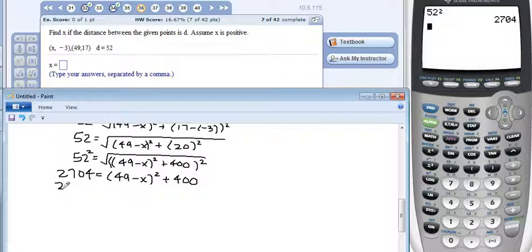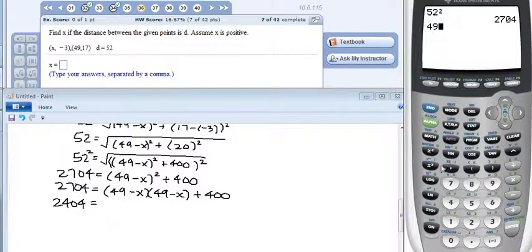I've got 2704. That's why I make sure to do this one. This one's a little trickier than most. Well, I've got a FOIL. 49 times 49. What is that? 49 squared. 2401.